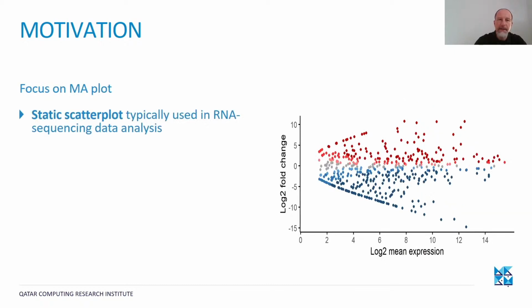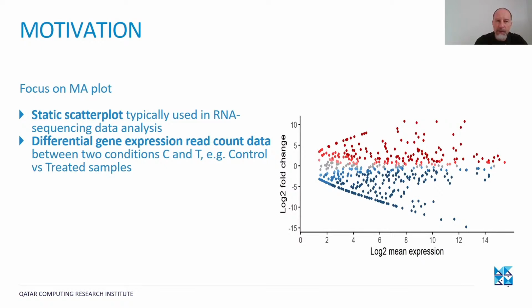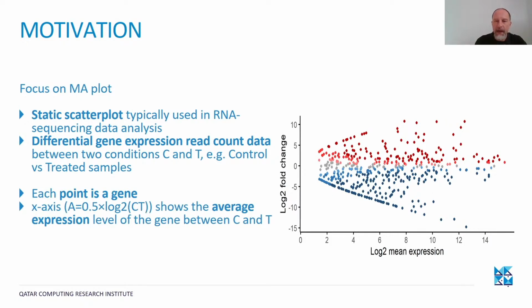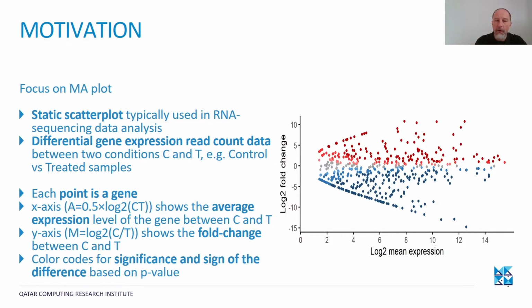An MA plot is a static scatter plot, typically used in RNA sequencing data analysis. Differential gene expression read count data are displayed between 2 conditions, C and T, for instance, control and treated samples. Each point in the plot is a gene. The x-axis shows the average expression level of the gene between C and T, and the y-axis shows the fold change between C and T. The color codes for the significance and the sign of the difference based on the p-value.